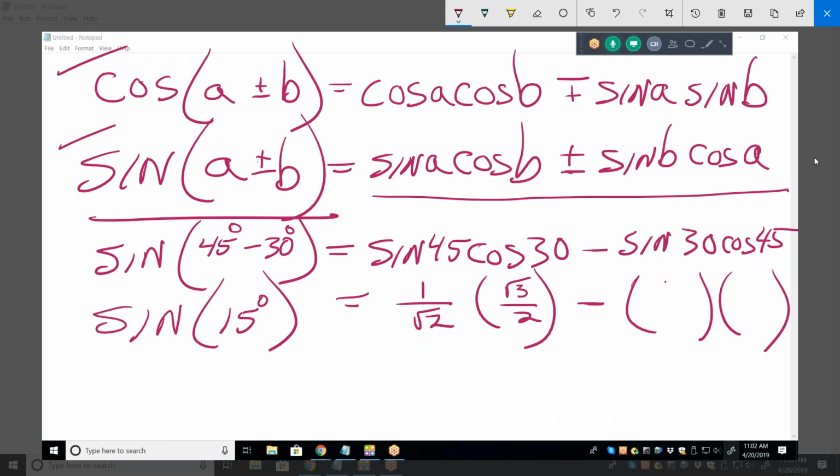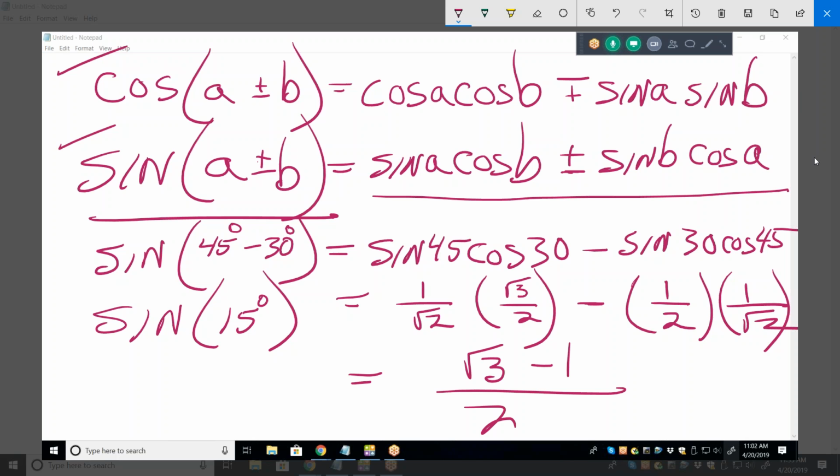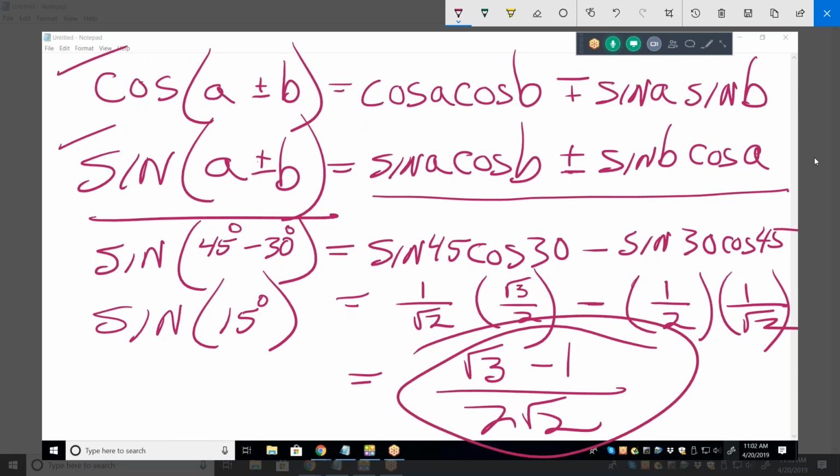No, it can't be the same. Sine of 45 cannot be the same as the sine of 30. Sine of 30 is 1/2. If there's one single trig function you want to memorize, it's that one. You want to remember that the sine of 30 is 1/2. What's cosine of 45? 1 over square root of 2. Yeah, that's the one that's the same. So we end up with square root of 3 minus 1 all over 2 root 2. And that's our answer.